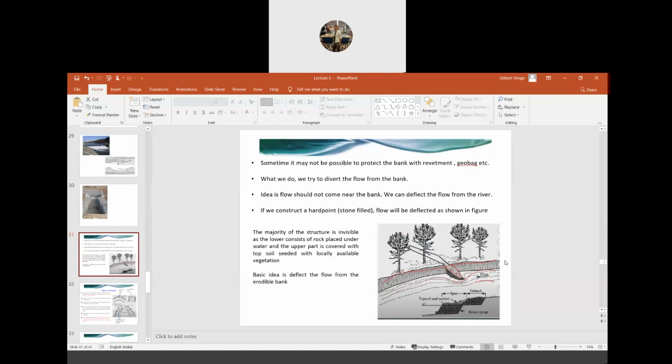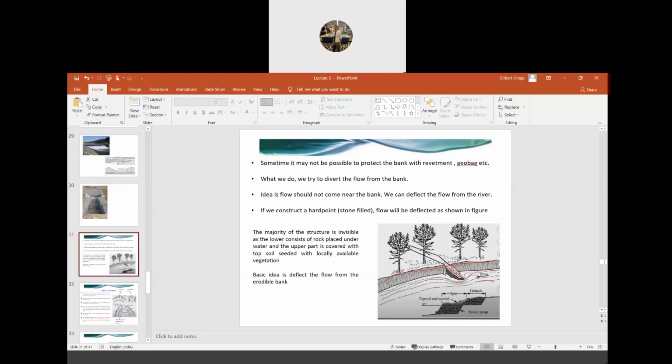So what do we do in that case? In that case, we are not going to cover the entire embankment with stones or with geobags and all. We try to divert the flow from that bank which is prone to erosion. So we create some kind of a hard point structure here. Here, hard point structures, here we create these structures. If we create this kind of a structure now, the water, instead of coming like this and eroding this curved portion, is flowing like this now. See, once the water flows like this, then this bank will be protected.